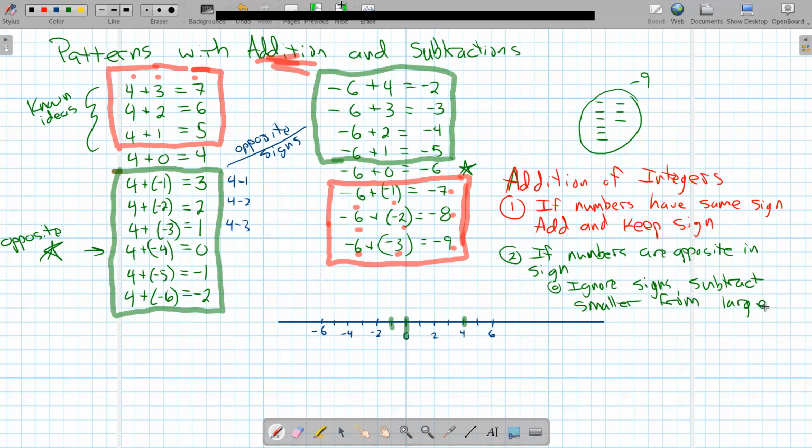But that isn't always the case, right? So here I can do that. I can ignore the signs and do 4 minus 1. That gives me 3. Cool, I'm done. But up here, ignoring the signs, I would do 6 minus 4. That's 2. How do I tell it to be -2? So that's the second step. Then the difference gets the sign of the number farther from 0. So the difference that we got above gets the sign of the number that was farther from 0.